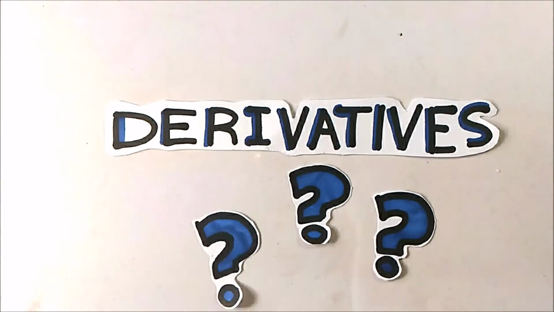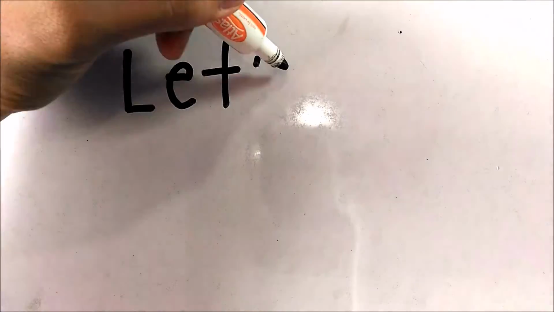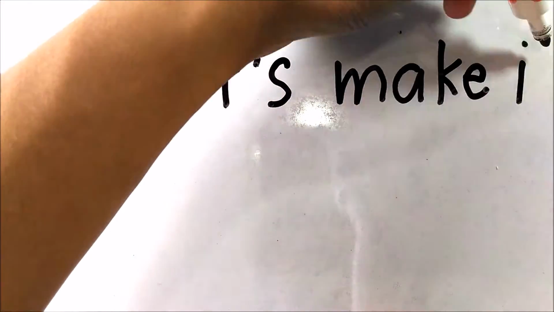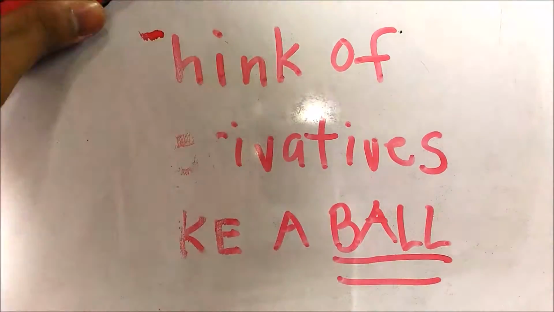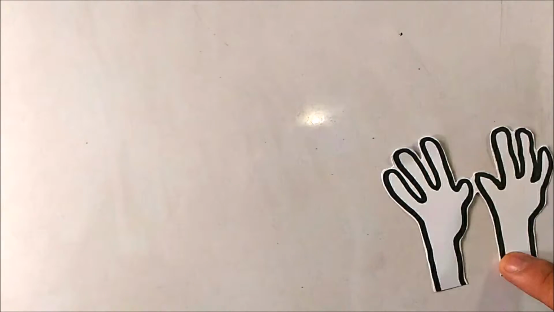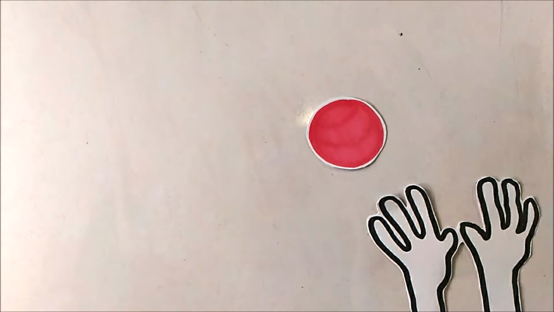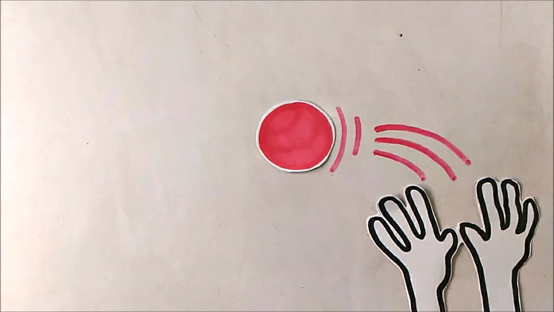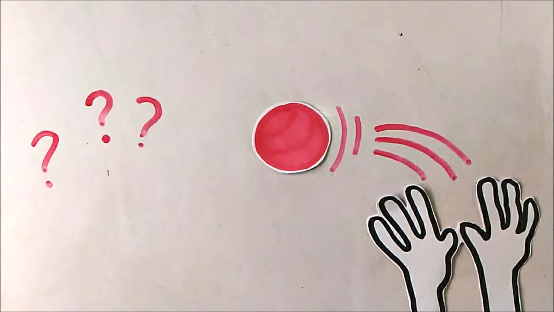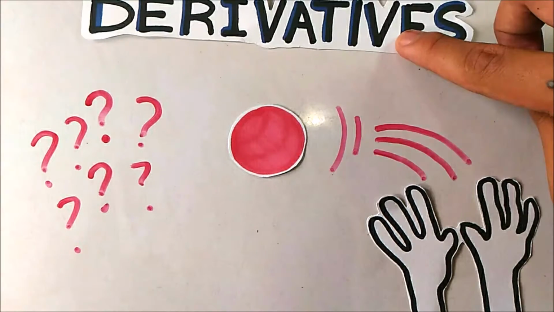Derivatives, as we know them, can be quite complicated. Let's make it simpler. Let's make it simple. Think of derivatives like throwing a ball. When you throw a ball, a lot of math goes into its motion. Depending on its speed, trajectory, and force, you can actually find out where it can go at one point in time. Derivatives are a way to represent the rate of change.